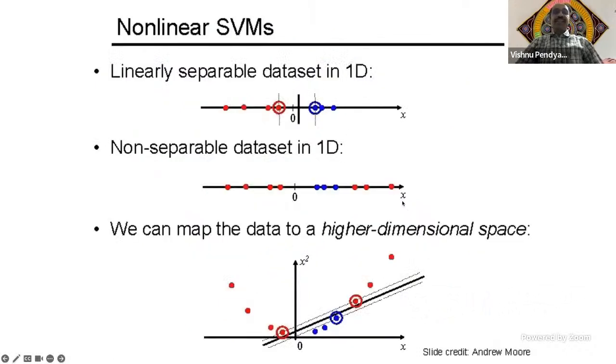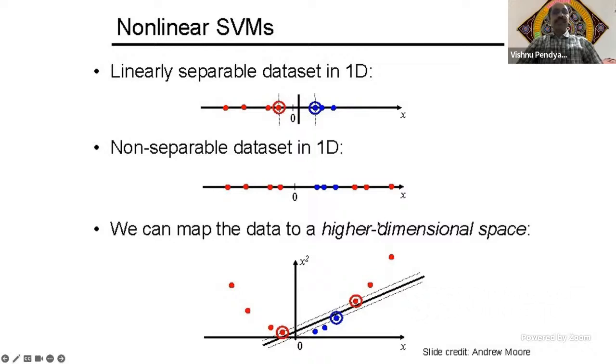So the idea is like this. Take, for instance, this data in one dimension, right? There are some red points and some blue points. The data is linearly separable. You draw a line here and it gets separated. But if there are some blue points in the middle of the red points, then the data is no longer linearly separable. You cannot draw any line. So this is a one-dimension case, easy to understand, right?